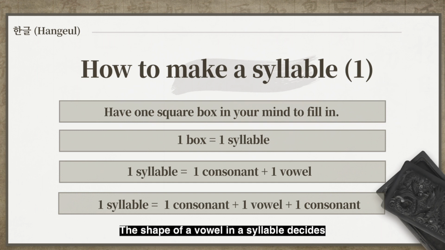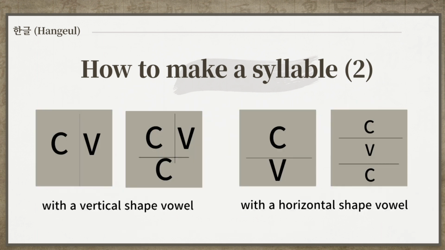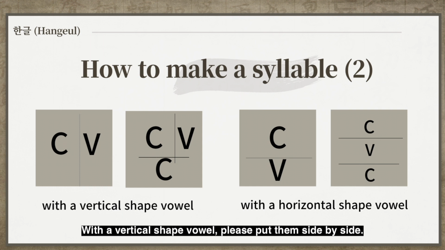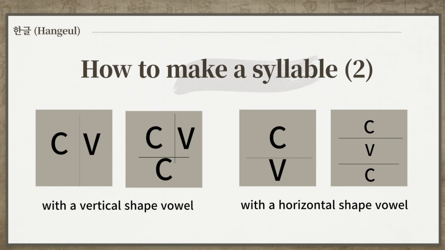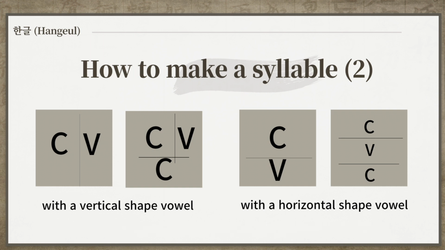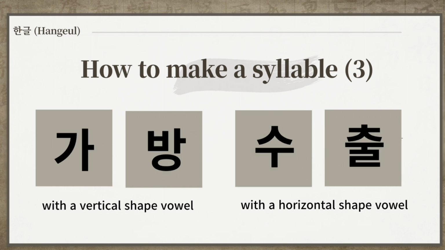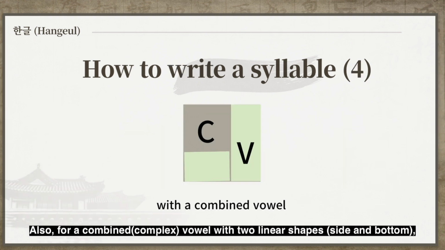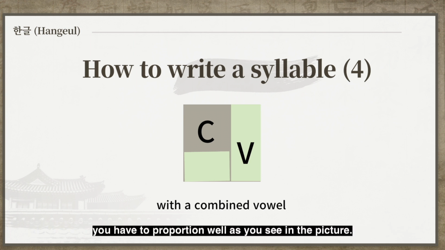The shape of a vowel in a syllable decides how to array these speech sounds. With a vertical shaped vowel, please put them side by side. With a horizontal shaped vowel, please put them on top and bottom. Also, for a combined vowel with two linear shapes, side and bottom, you have to proportion very well as you see in the picture.